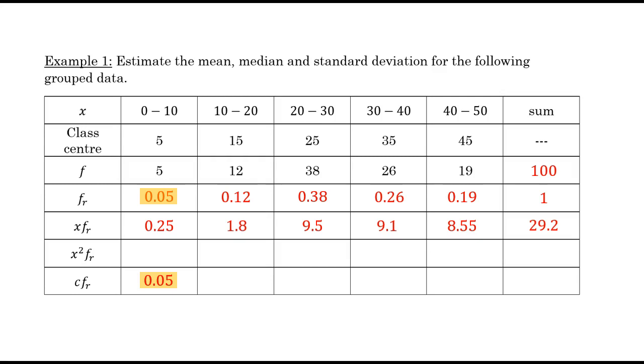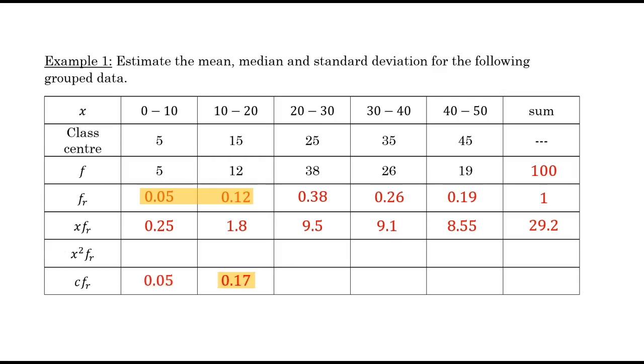And the median is the number exactly between the 50th and the 51st observation when they're ranked from smallest to largest. So I want to find what the 50th and 51st observation is, and we're going to find what value sits between the 50th and the 51st.